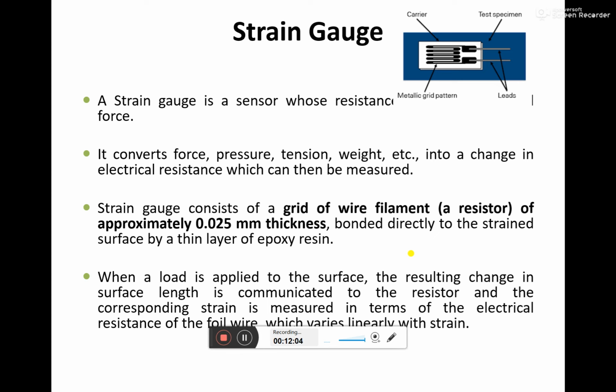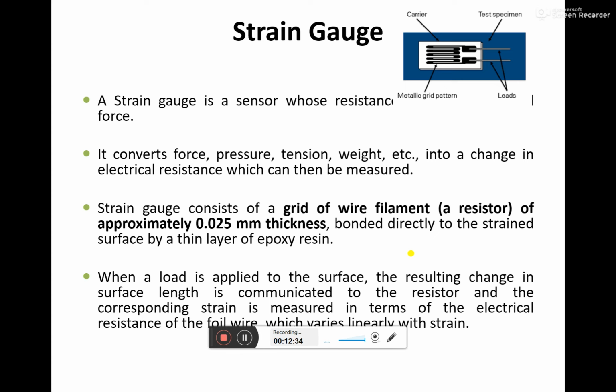This strain gauge mainly consists of a grid of wire filament, that is a resistor. The thickness is approximately 0.025 mm. This is bonded directly to the strained surface. The filament is bonded directly to the strained surface using something like epoxy resin. You can attach the strain gauge to the surface this way.